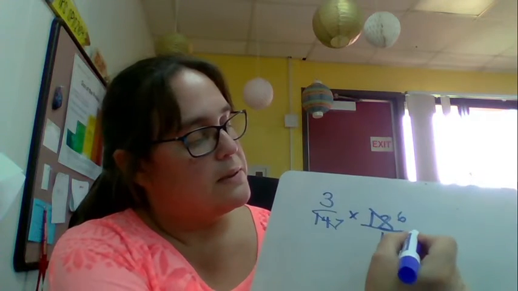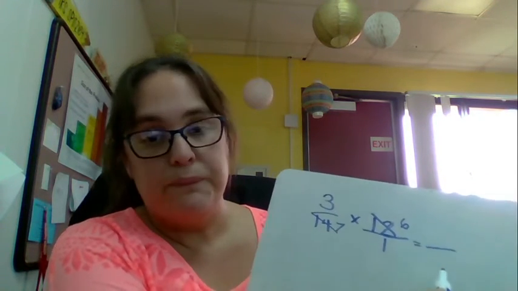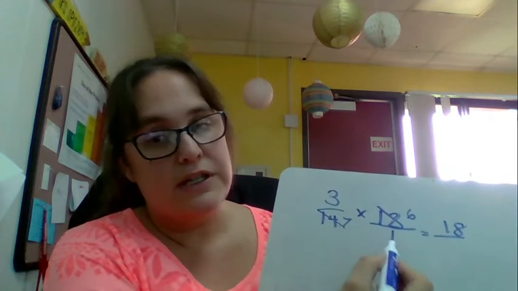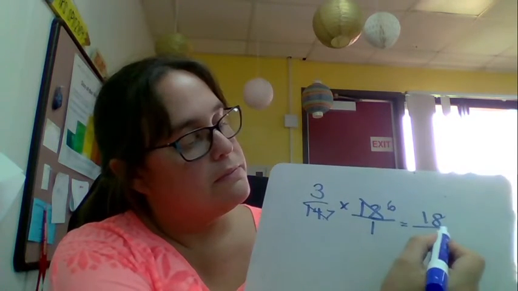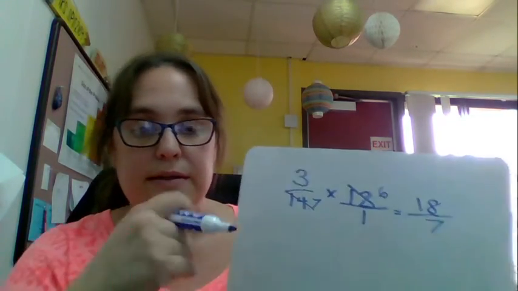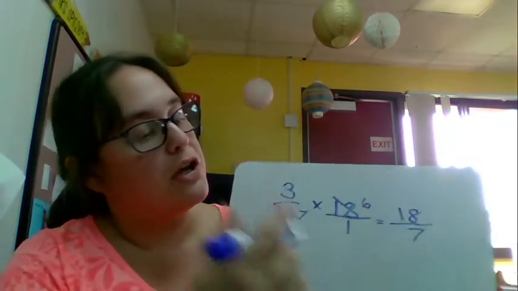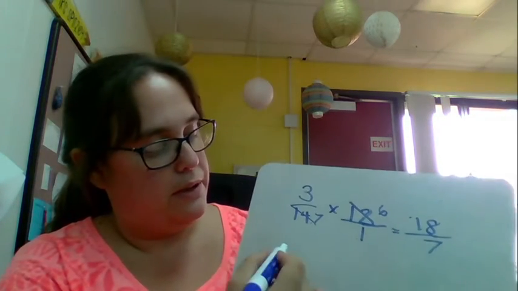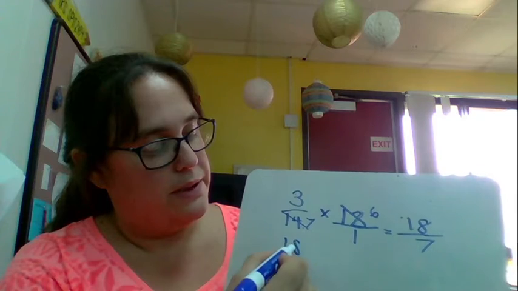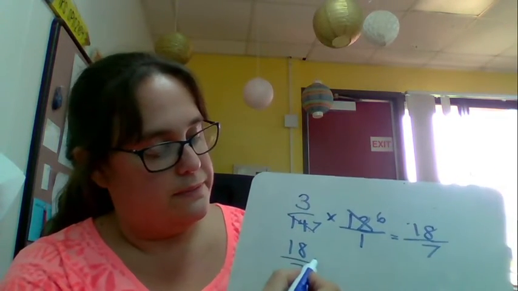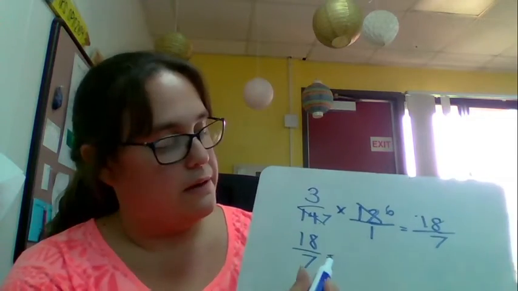Now you're ready to multiply across. 6 times 3 is 18. 7 times 1 is 7. Right? Now, you're not done with this. This is what's called an improper fraction, where your numerator is greater than your denominator. So I'm going to rewrite it down here so I have more room. There's 2 different ways that you can look at this. Right? This is what I taught last year. Nah, I'm not going to teach you that way.